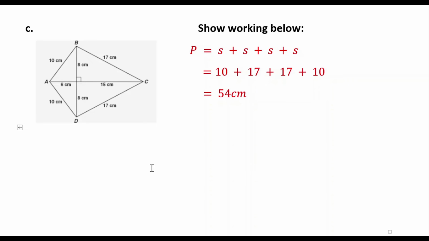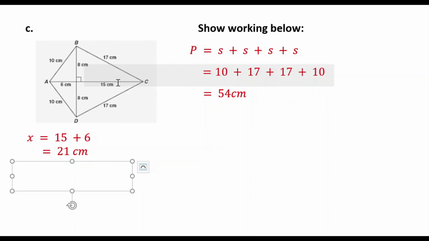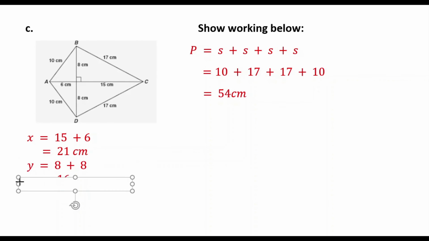Alright, area, a little bit trickier. Now area, we said would use x times y, which are the diagonals. X and y are the diagonals. Firstly, I've got to work out what x and y actually are. X is going to be 15 plus 6. I'll put those together, I'll get 21 centimeters. And y is going to be here, 8 and 8. So that's going to be 16.